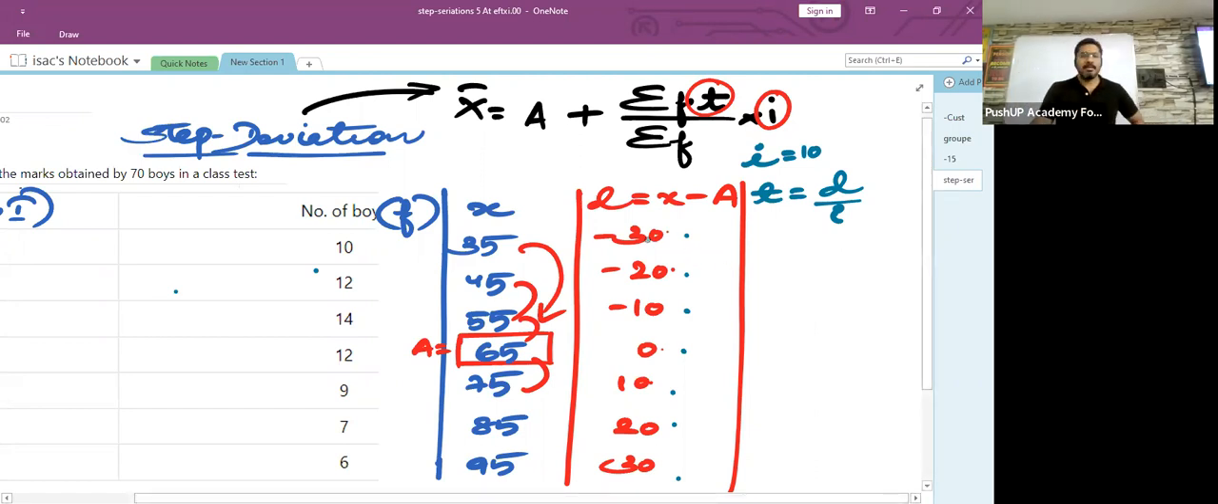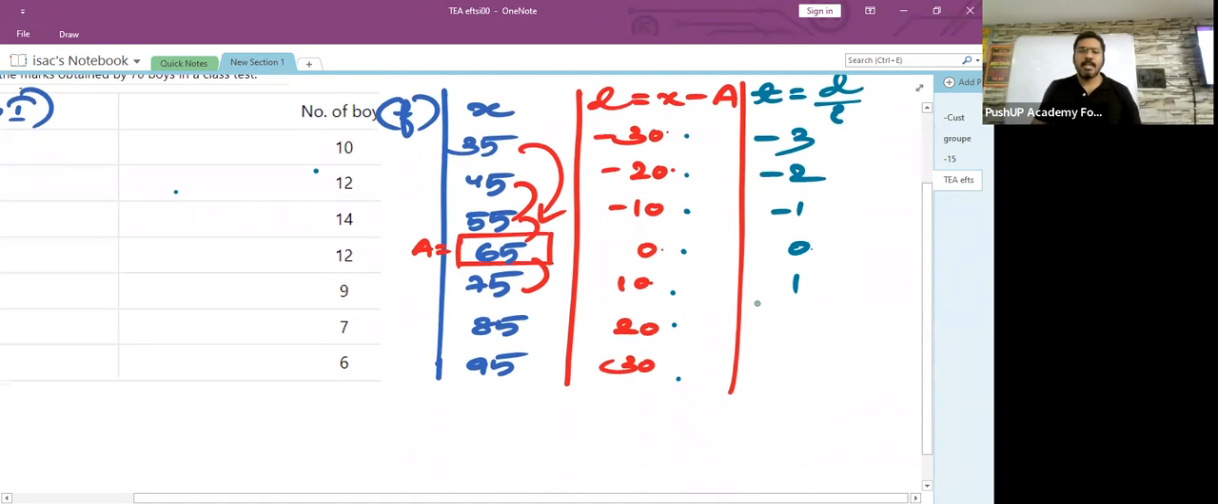Okay, let us do it. Children, what will be the first value of T? Minus 30 divided by 10, that is minus 3. What will be the second value of T? Minus 20 divided by 10, which is minus 2. Minus 10 divided by 10, minus 1. 0 divided by 10, 0. 10 divided by 10, 1. Then 20 divided by 10, 2. 30 divided by 10, 3. You got all the values of T?